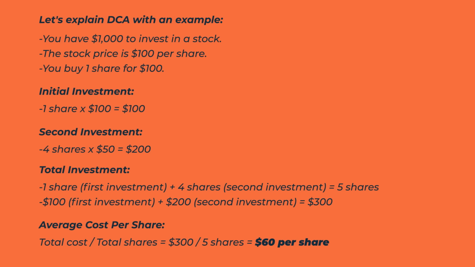It's easier for the stock price to rise from $50 to $60, increasing your chances of making a profit. This dollar cost averaging strategy helps you buy more shares when prices are low, which can lead to better gains when the market goes up.